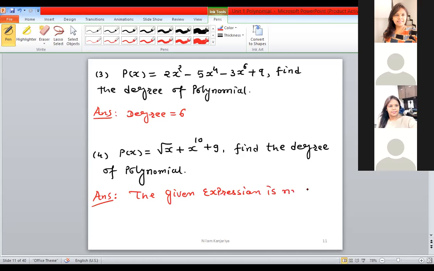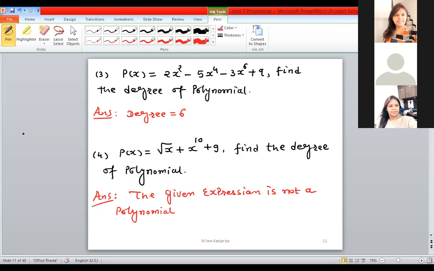Ma'am, can the degree be found in two variables? Yes, I will tell you. When we cover two variables, I will teach it then, because otherwise you will get confused. When you have x, y, z variables, how could you find it by taking the addition? There are some rules about exponents, so we will do that then. The given expression is not a polynomial, hence you are not able to find the degree. So the degree does not exist.